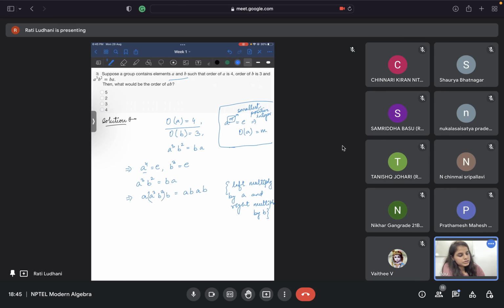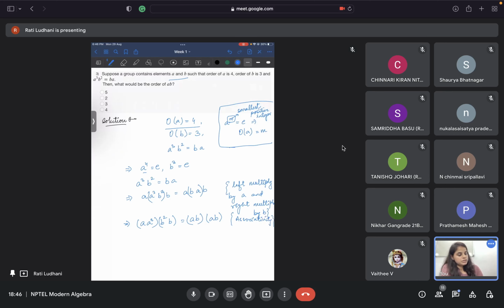Actually this is like this. Okay, now because of associativity you will get this. Okay, this is all associativity. Just understand why these are happening.